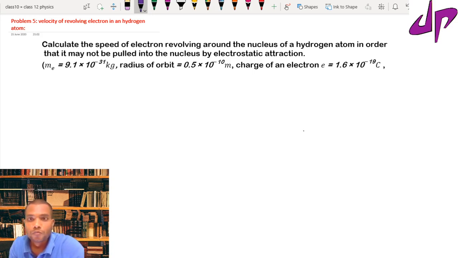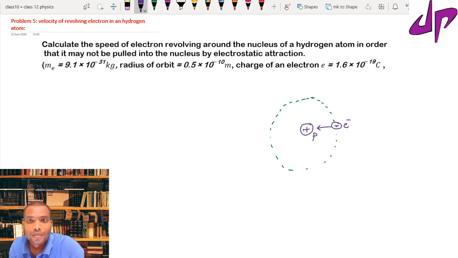So if it is proton, electron is revolving around the nucleus in this hydrogen atom. If it is the orbit, the negative charge electron is revolving around the nucleus. And we learned that there is a force of attraction between these two. Since this is positive and this is negative, the electron will move towards the positive because of electrostatic attraction.